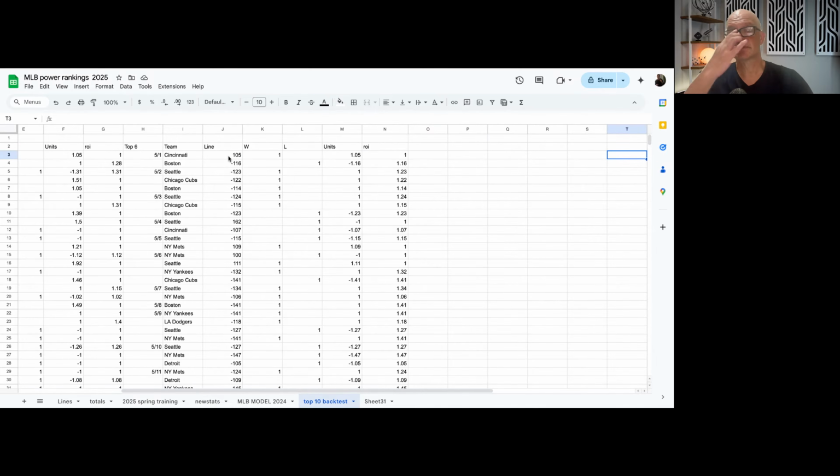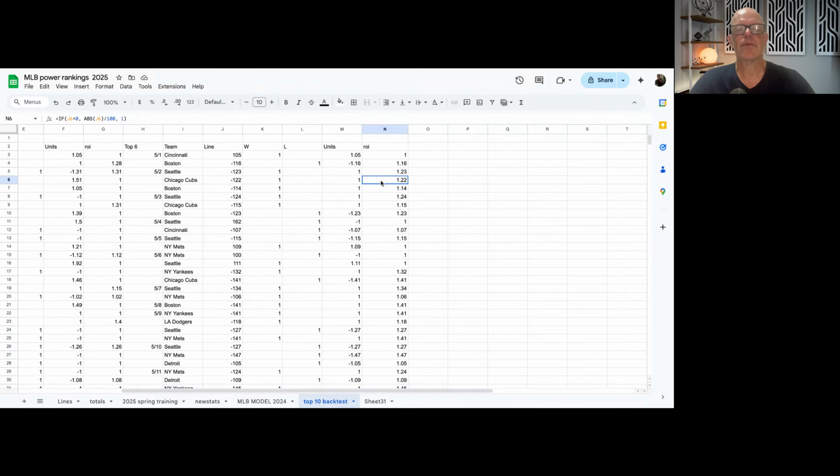If we look at this first example here, this was from 5/1. The line was plus 105. We invested 1 unit, or if we're using the $100 example, we invested $100. It won, so we get back 1.05. To determine the ROI, we take what we invested versus what we got back. And I'll show you how that's calculated.